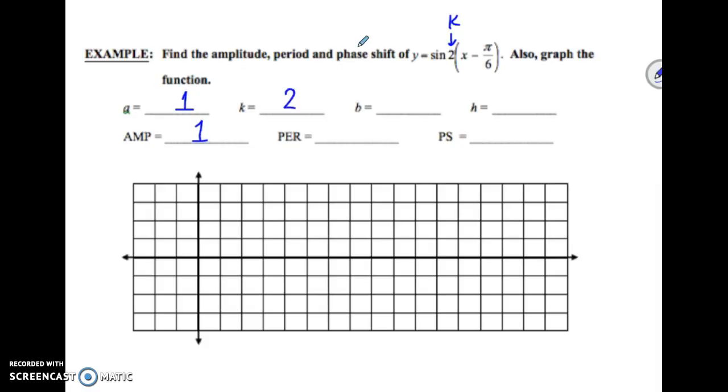So remember, if we have a k value, that is going to change our period. Our period is going to become 2 pi over k. So 2 pi over 2 tells us that our period is going to be pi. Now remember, the normal parent graph has a period of 2 pi. So our new period is going to be half the parent graph.